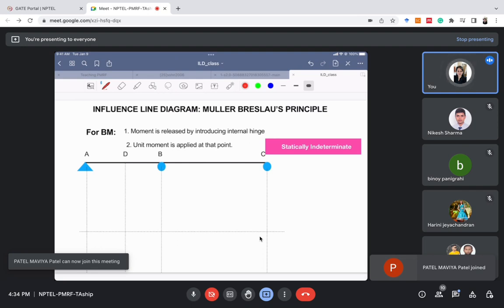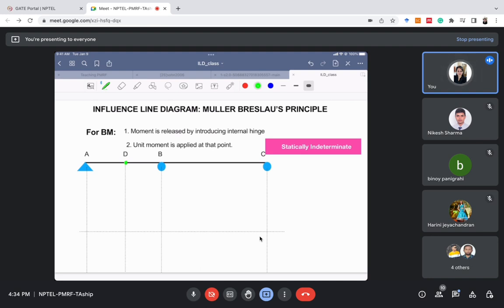The next thing is moment. The steps are the same. Suppose we need to determine the ILD for bending moment at D. We will introduce an internal hinge at D and rotate it like this. Now I'm restraining the points A, B, and C. If I rotate this part DBC in this manner, what would be the deflected shape? The deflected shape will be like this.